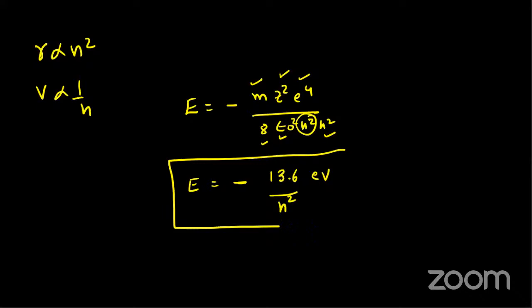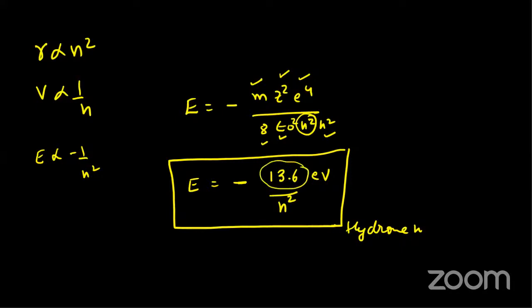So this is the energy of an electron for hydrogen, because Z is equal to 1. Am I clear? So this is what's happening. Energy is proportional to minus 1 by n square, or energy is equal to minus 13.6 by n square. Cool, am I clear about this? I think you have seen this number very much already in chemistry.